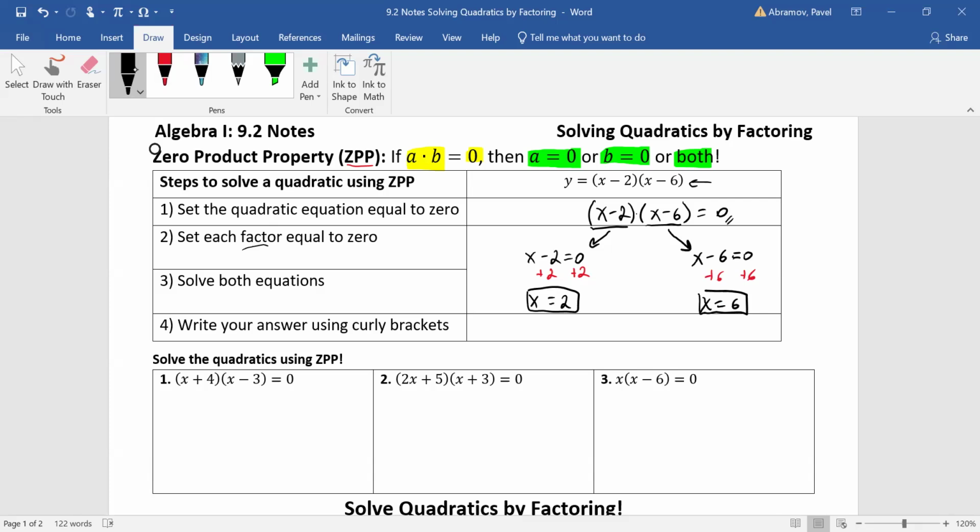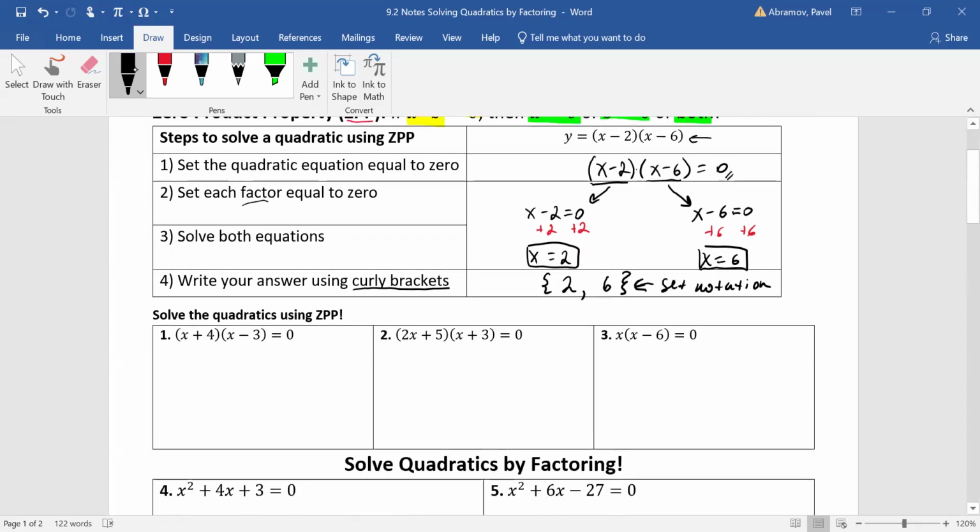Then we can write our answer in what's called set notation, and to do that we use curly brackets. So in other words, we use brackets like this, the curly brackets, and we'll just say that our answer is 2, 6. That's called set notation. It basically means that we have a set of answers, and that set of answers is 2 and 6.